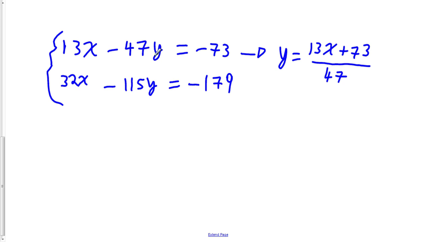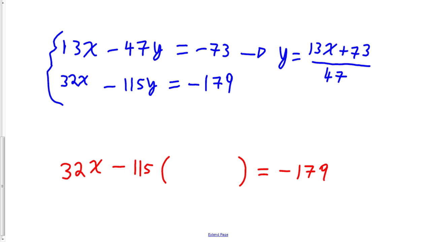So if you solve this top equation for y, this is the value you get for y. I'm going to take that value for y and plug it into this other equation here. So I'm going to have 32x minus 115 times y, which I just found an expression for. Let me make this parenthesis a little bigger. Times y, and this should equal negative 179.